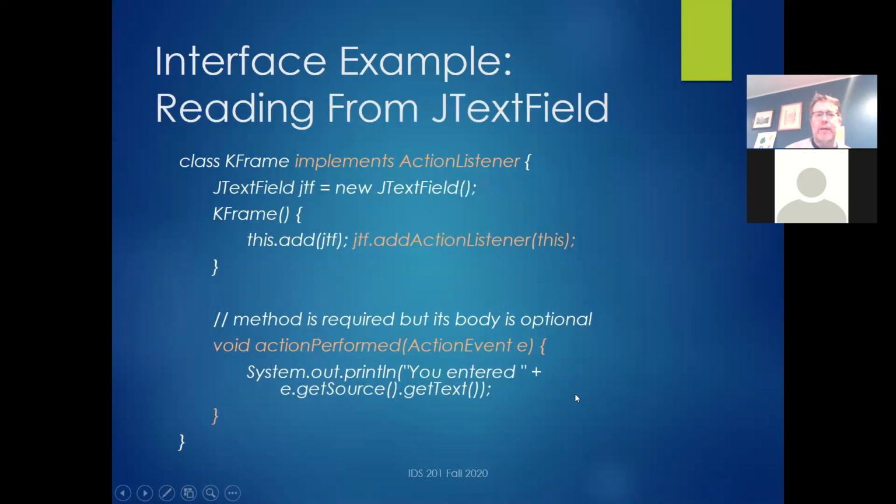Okay, this one, if we read from a JTextField, for example, again, our class will implement the ActionListener interface, and we'll associate the KFrame object as the listener for the text field JTF. And then again, since text fields use actionPerformed, if somebody presses enter, it'll say you pressed whatever. It'll read the text contained in the JTF object: e.getSource will be JTF, and then the getText method will return a string that shows whatever was contained in that text field.